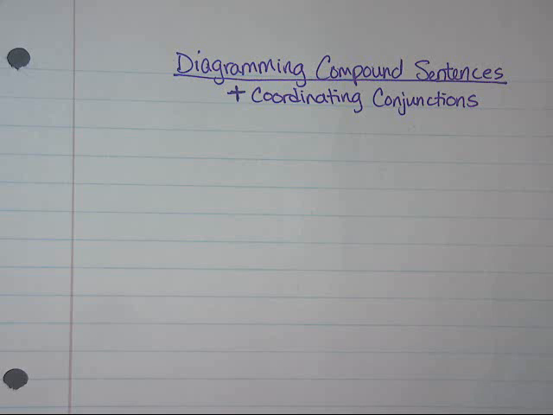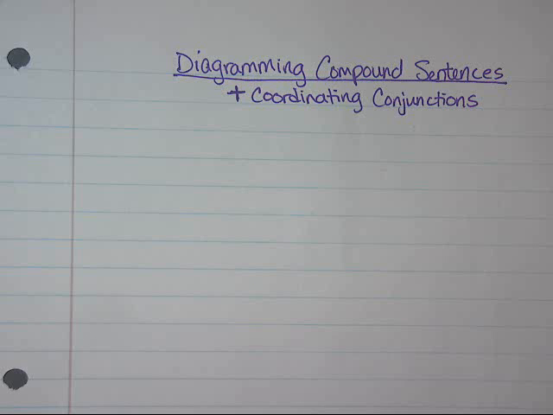Today we're going to take a look at how to diagram compound sentences. Now that we've learned how to diagram entire basic sentences, you're ready for the next step. In addition, part of diagramming compound sentences is recognizing coordinating conjunctions. So we're going to talk briefly about those as well. First, let's talk about what a compound sentence actually is.